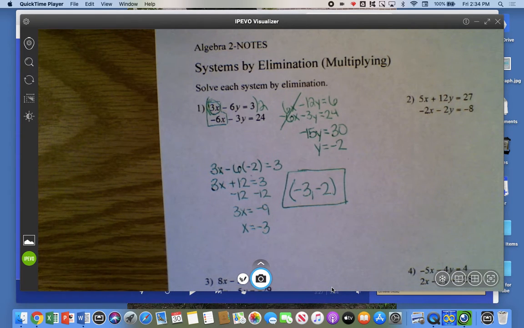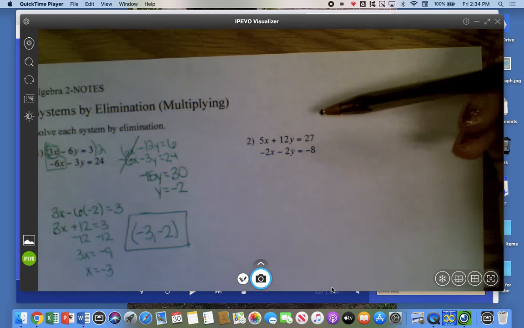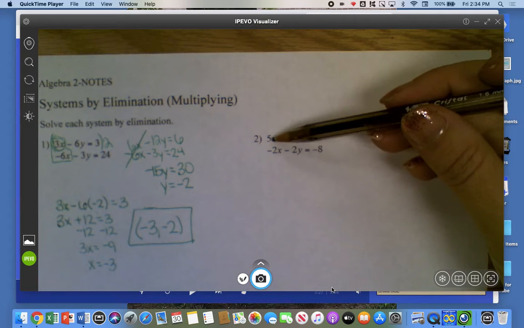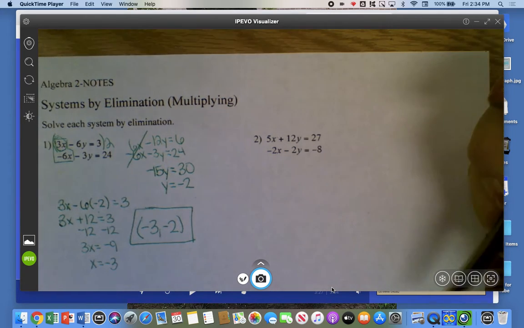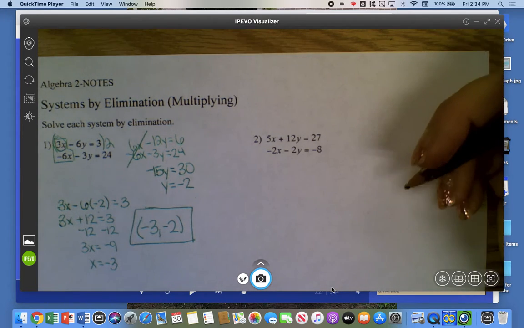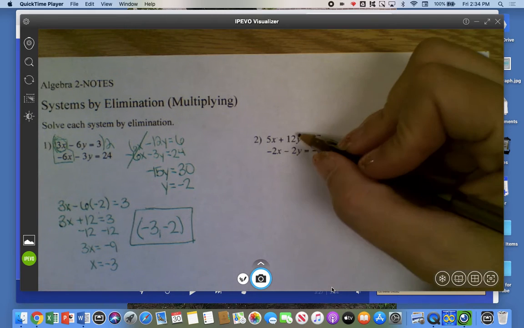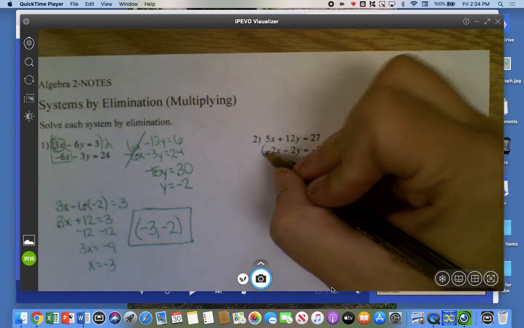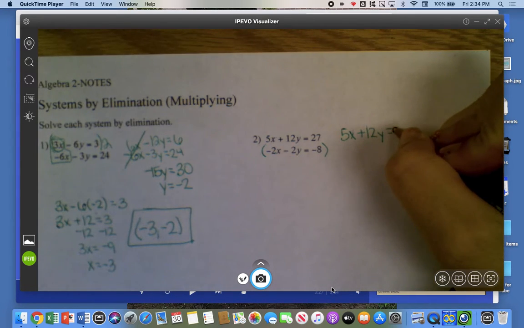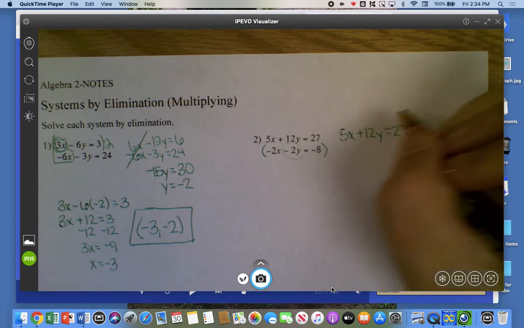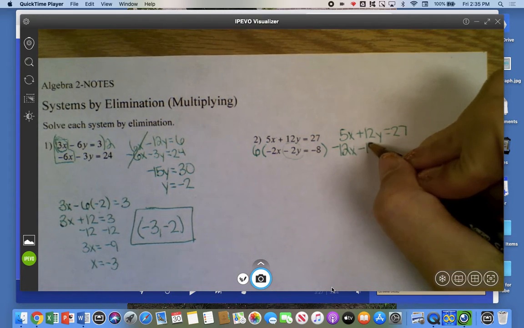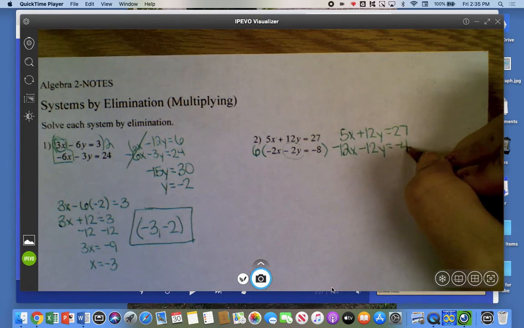All right, now on the second example, it's kind of like that. We got to get one of these to cancel. We have a 5x and a 2x. Both of those, we could make those 10, or we could look at 12y and 2y. They could both be 12. And so this would be a little bit easier because 2 goes into 12. So we're basically just saying we're going to keep this one a positive 12y, but we want this to be a negative 12, so we're going to multiply by 6. So we get negative 12x minus 12y equals negative 48.